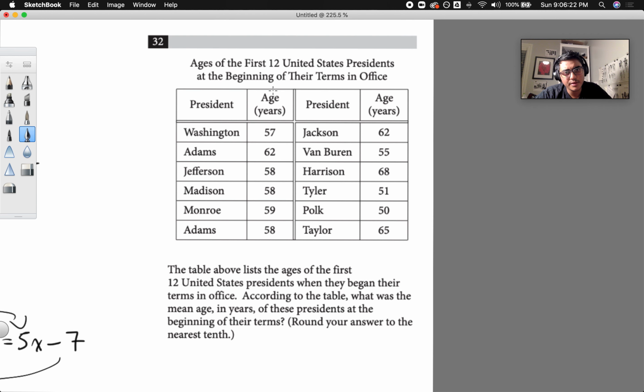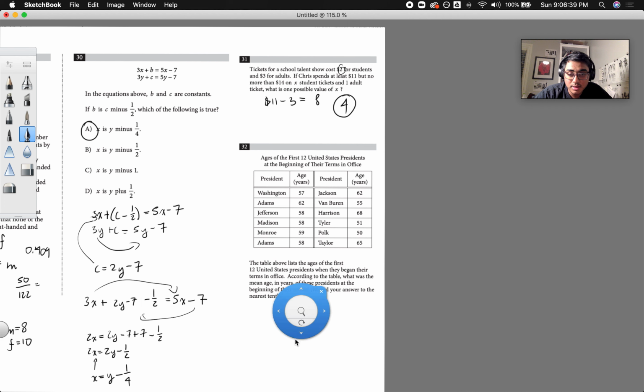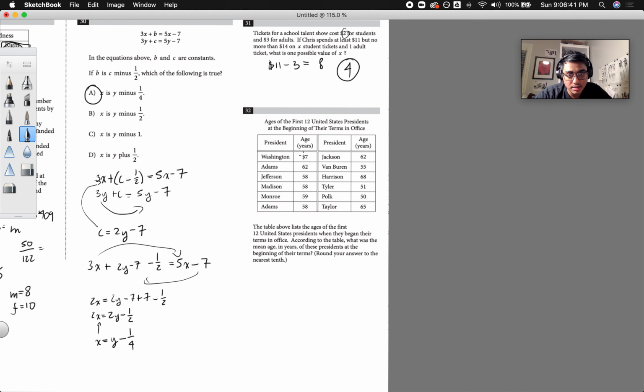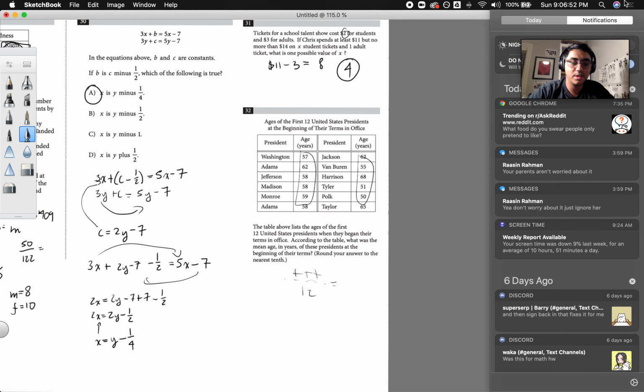All right, ages of the first 12 United States presidents at the beginning of their terms in office. The table above lists the ages of the first 12 United States presidents when they began their terms in office. According to the table, what was the mean age in years of these presidents at the beginning of their terms? Now this is just annoying because we just have to add up these numbers and then divide by 12. Let me just do that real quick.